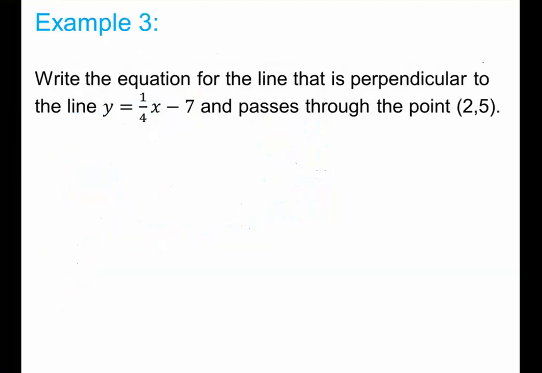Okay, last problem on your own. Here's example 3. Write the equation for the line that is perpendicular to the line y equals 1/4 x minus 7, and which passes through the point (2, 5). Okay, so if you can do this one on your own, you're going to be pretty good to go. So go ahead and hit pause now, try this on your own, and then resume when you're ready to go over the answer.